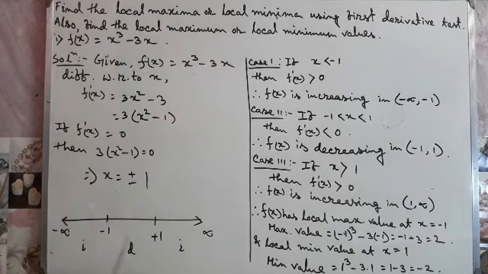That means at the point 1, the function f of x has its minimum value. So to get the minimum value, we have to put 1 instead of x in f of x. So the maximum value is 2 and the minimum value will be minus 2.